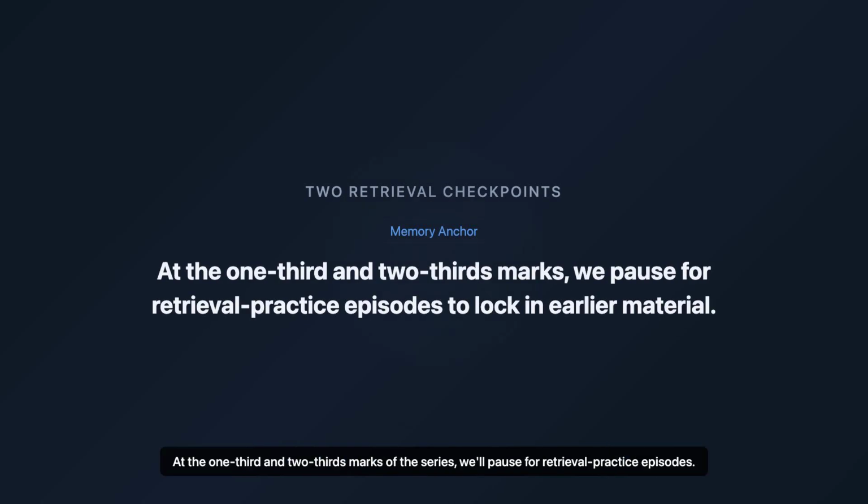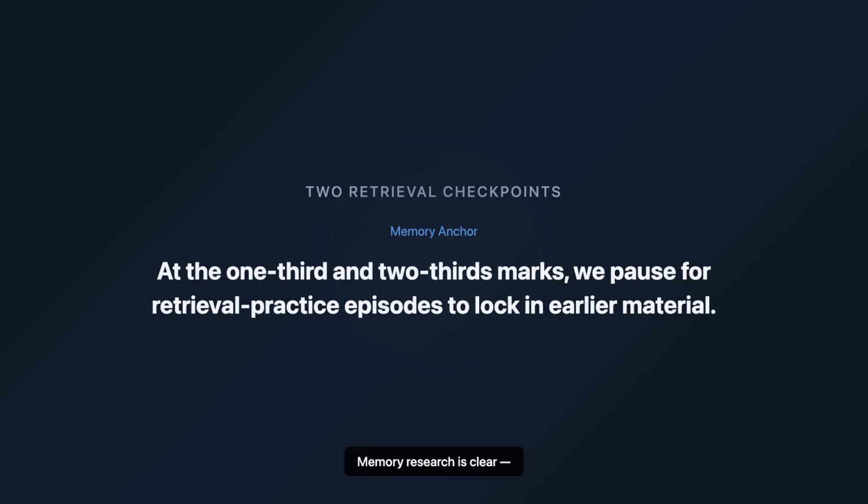And one more thing about how this course is structured. At the 1/3 and 2/3 marks of the series, we'll pause for retrieval practice episodes. Memory research is clear. Pulling information back out of your head locks it in far better than passively rewatching. So before we stack new layers on top, we'll make sure the earlier material is solid.